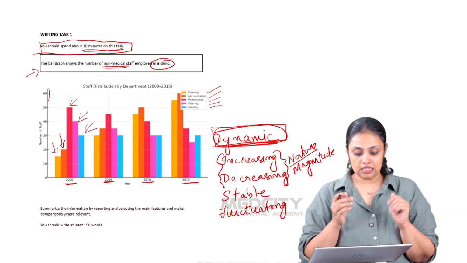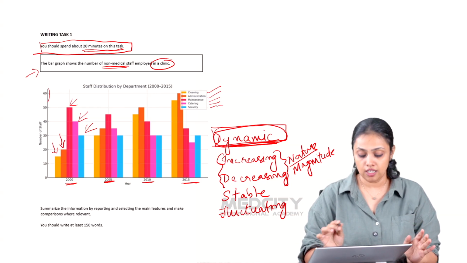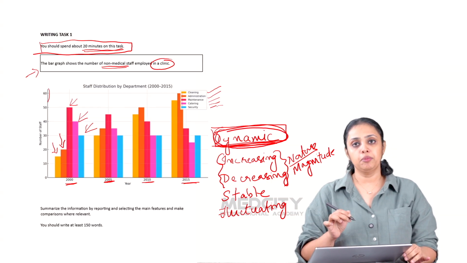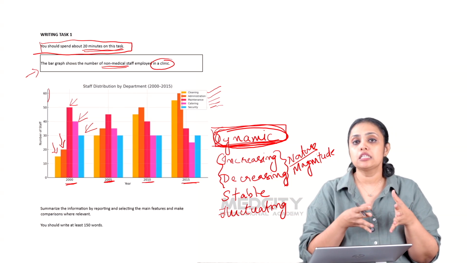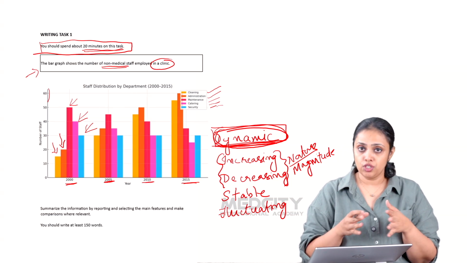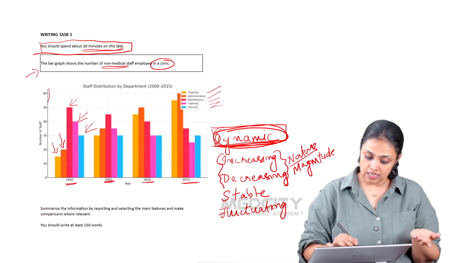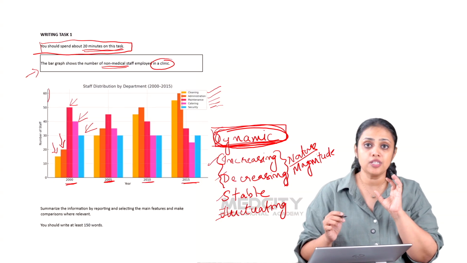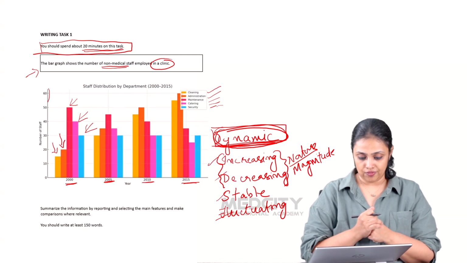So once you get this graph, the first thing that you need to identify is whether it's a static or a dynamic graph. Once you identify that it's a dynamic graph, then you have to look out for the trends for each of the attributes listed or plotted in the graph. For each attribute, you have to identify whether the trend is increasing, decreasing, stable or fluctuating, and moreover, if it is increasing or decreasing, the magnitude of it should also be identified.